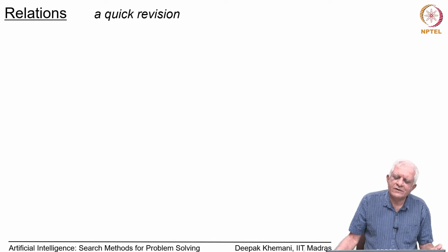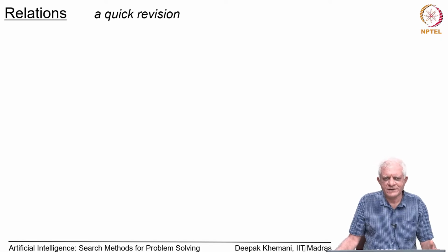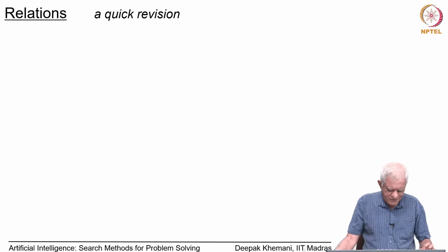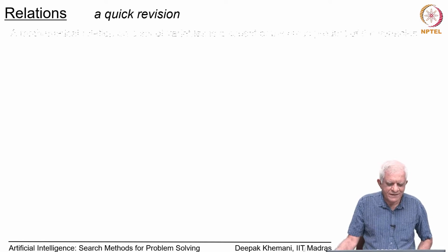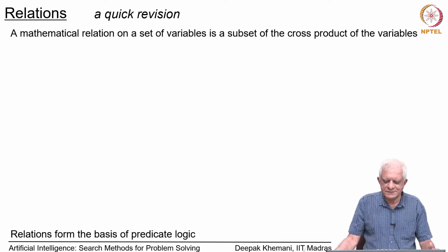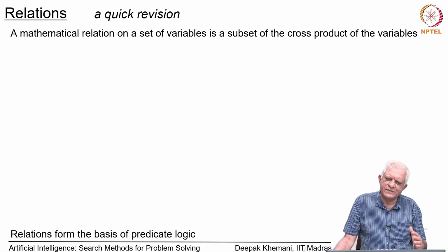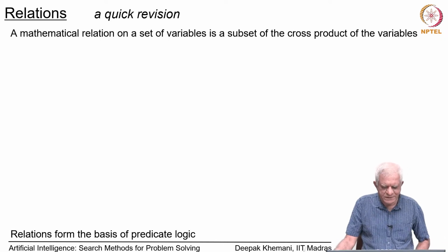Before we move on to constraint satisfaction problems, let us do a very quick revision of relations. Relations are the foundation of discrete maths, and everybody who is exposed to a little bit of computer science would know this. So, this is just a quick revision. As you know, a mathematical relation on a set of variables is a subset of the cross product of the variables. It can be on only one variable also, it can be on more than one variable, and we have seen some of those things.